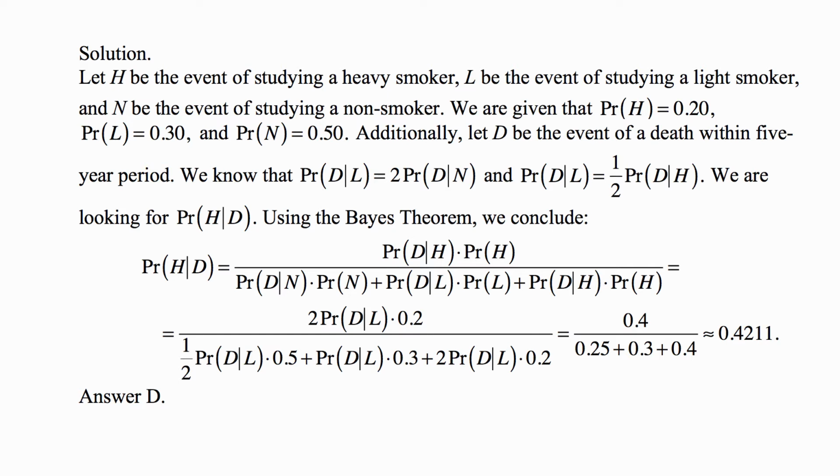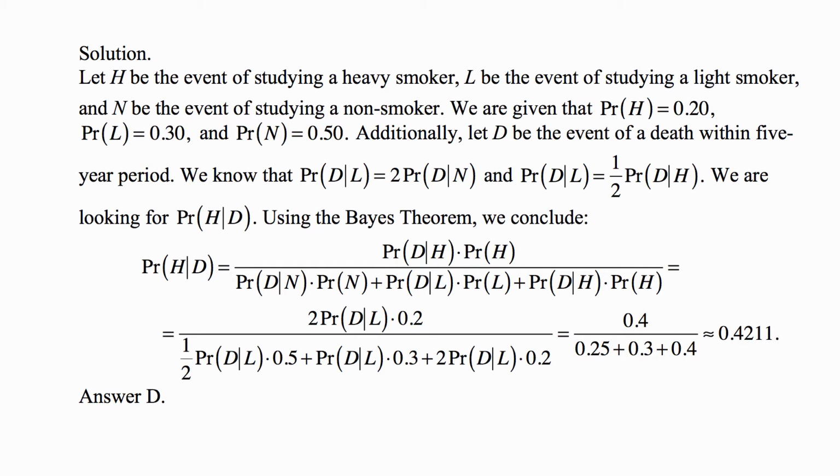Let H be the event of studying a heavy smoker in this study, L be the event of studying a light smoker, and N be the event of studying a non-smoker. We are given the probability of H is 0.20, probability of L is 0.30, and probability of N is 0.50. Additionally, let D be the event of a death within the 5-year period. We know that probability of D given L is 2 times probability of D given N, and probability of D given L is half of probability of D given H.